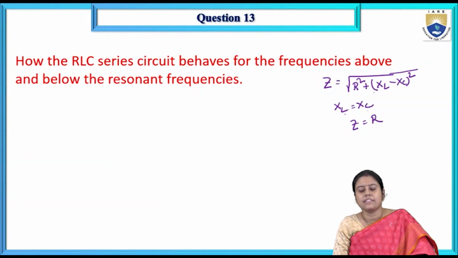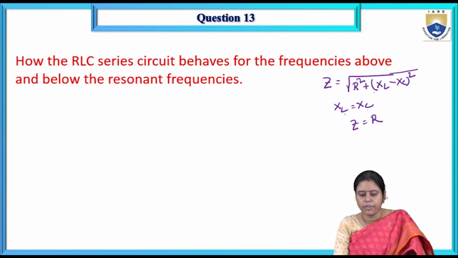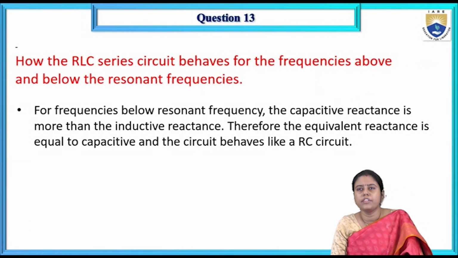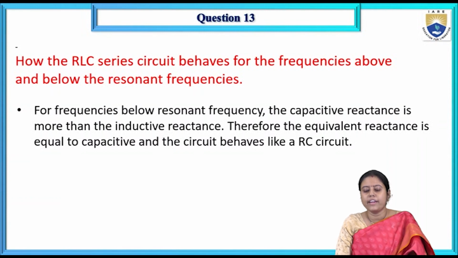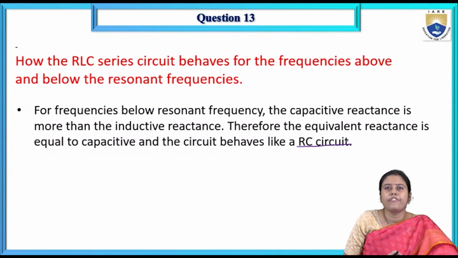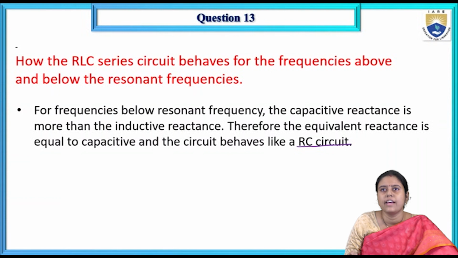Though inductance and capacitance are present in the circuit, they oppose each other and Z equals R. This is called the resonant frequency. So what will happen below the resonant frequency? For frequencies below the resonant frequency, the capacitive reactance is more than the inductive reactance. Therefore, the equivalent reactance is capacitive, and the circuit behaves like an RC circuit.